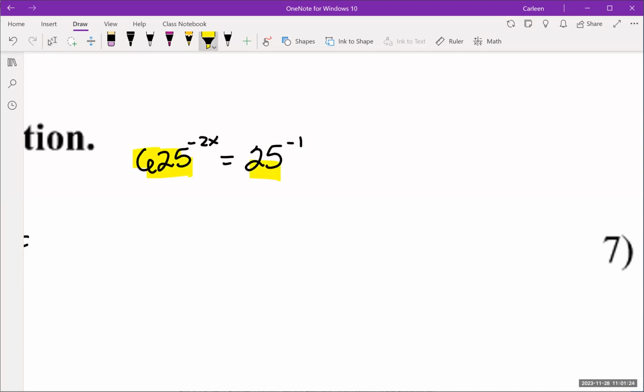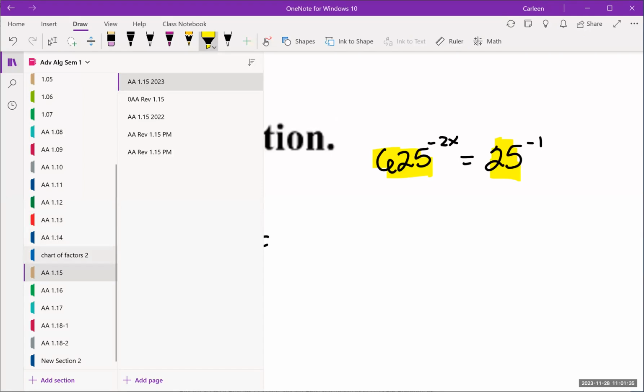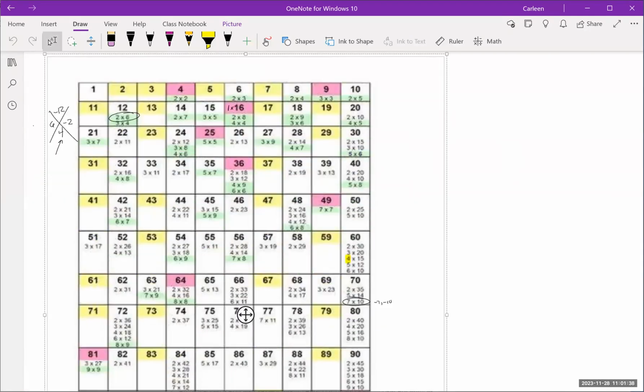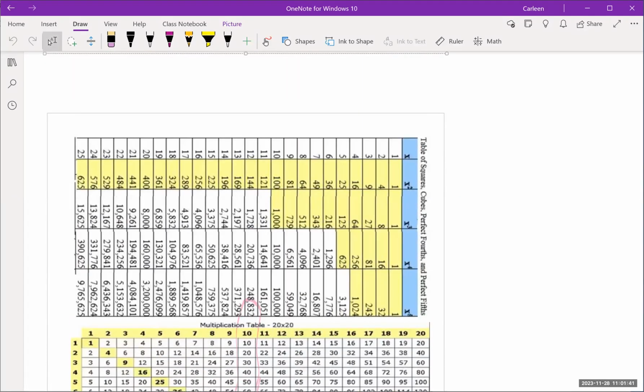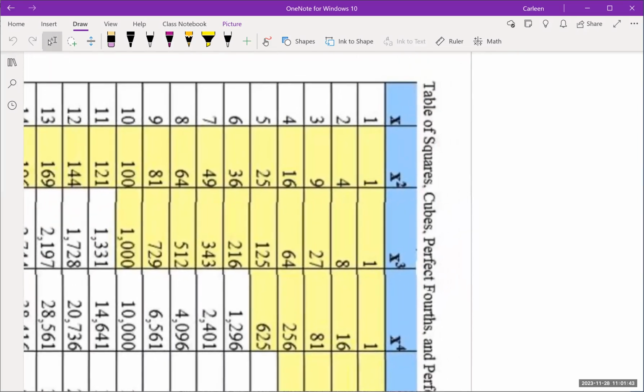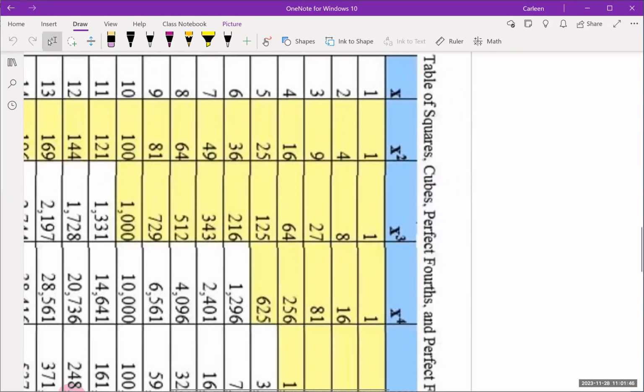Now, I happen to notice that 625 and 25, time to look at the... I swear I have one of these that I've tilted. What do you notice about 25 and 625? They are both, how do I say this? They are both powers of what?